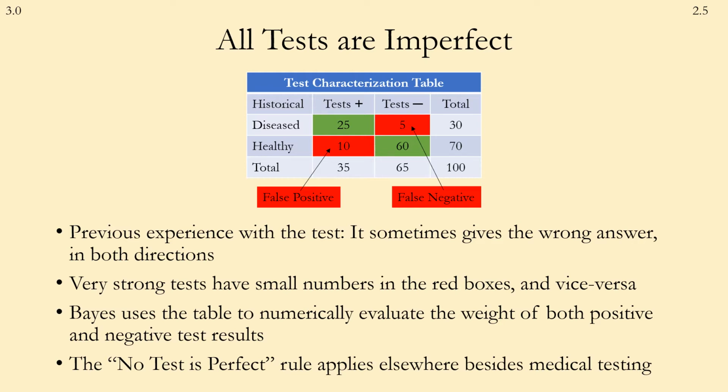I'll also take this opportunity to emphasize that the no test is perfect rule applies everywhere. It's not just medical testing. Anytime we get new information, that information needs to be viewed with some skepticism and considered in the light of, well, it might be wrong. And so for every test that we do, whether it's a medical test or not, we have these 4 possibilities, and we need to consider the test in light of those possibilities.